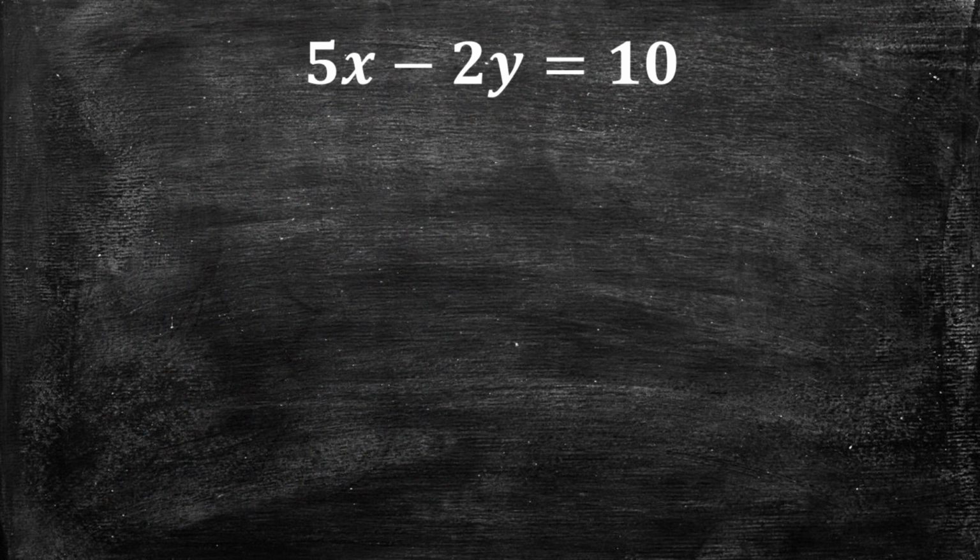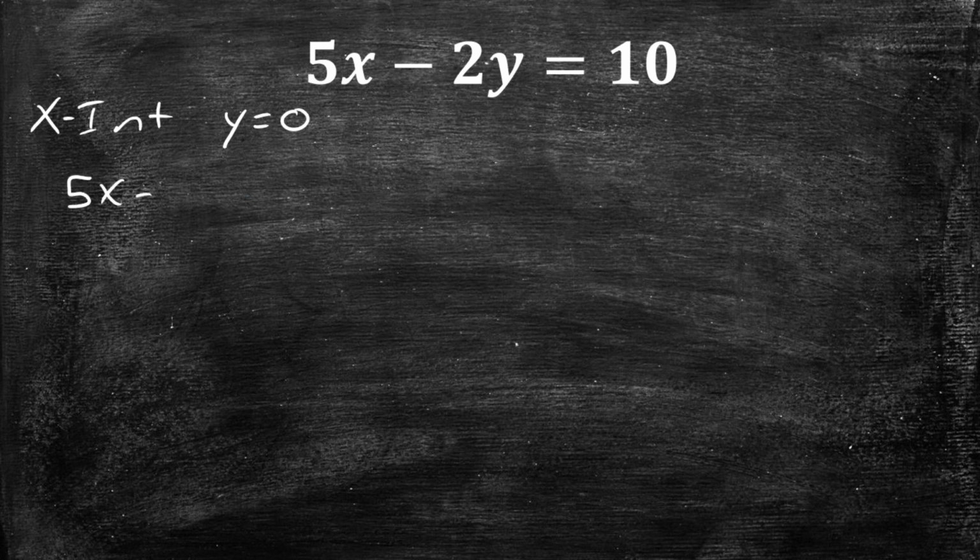Example number 1, we have 5x minus 2y is equal to 10. What we want to do here is find the x and the y-intercepts. Whenever we find the x-intercept, we set y equal to 0. That makes sense because the x-intercept is whenever the line crosses the x-axis, and at that point, y is equal to 0. So let's go ahead and substitute.